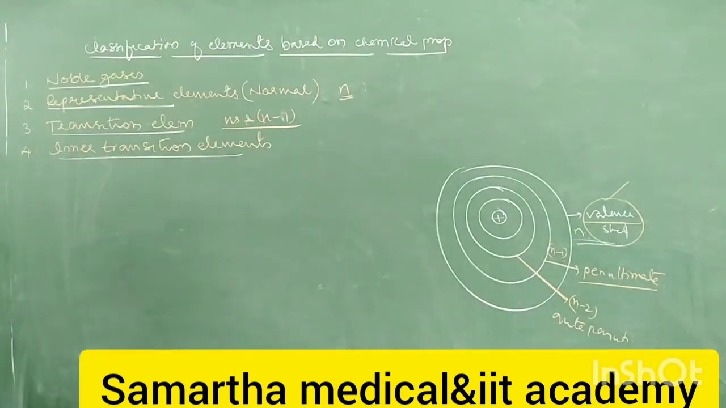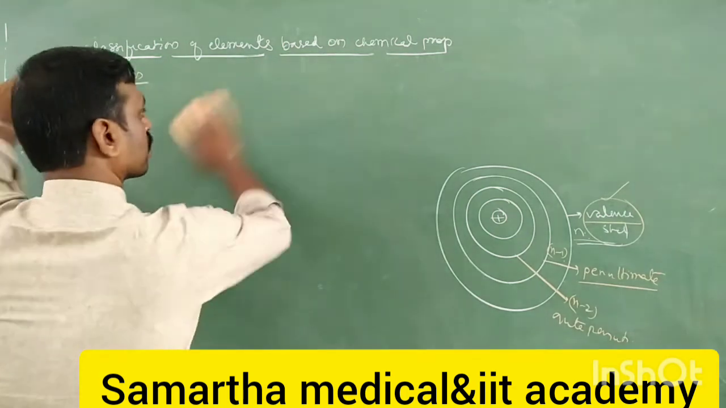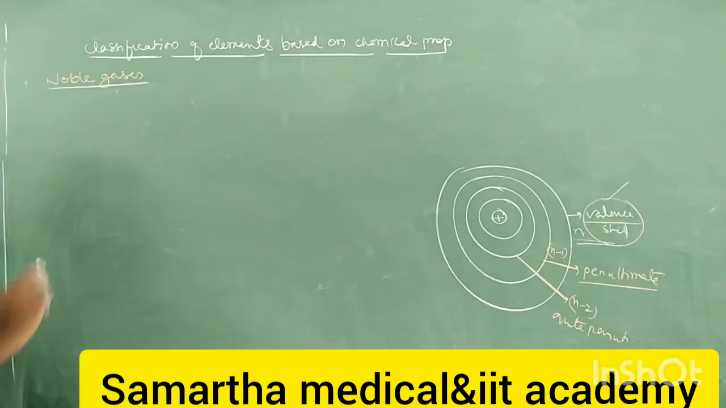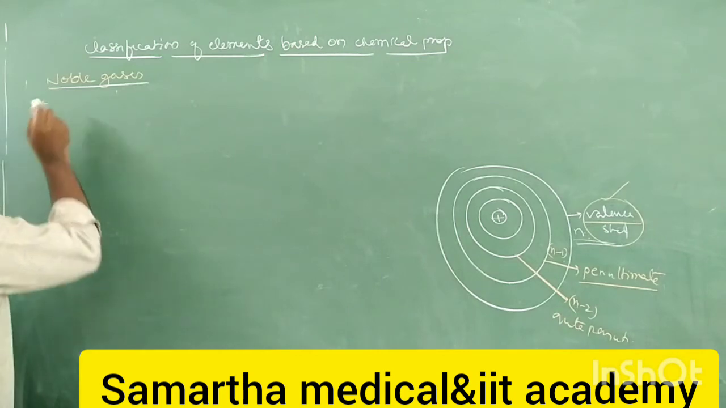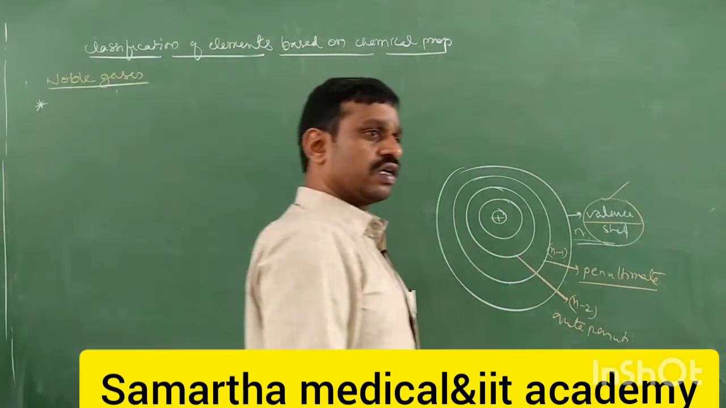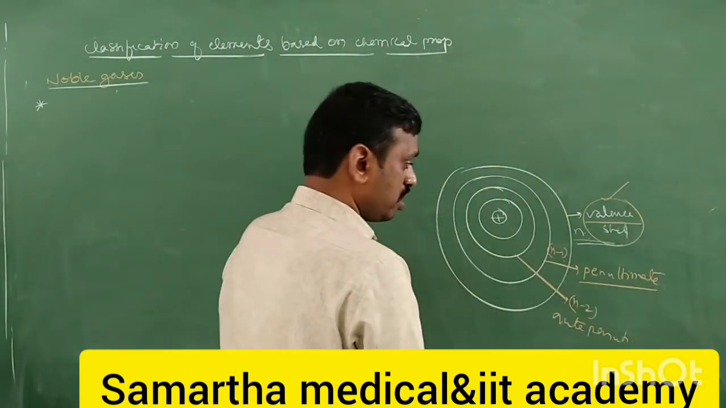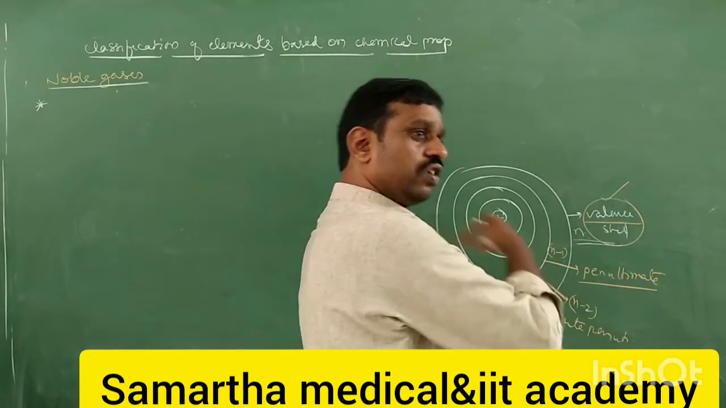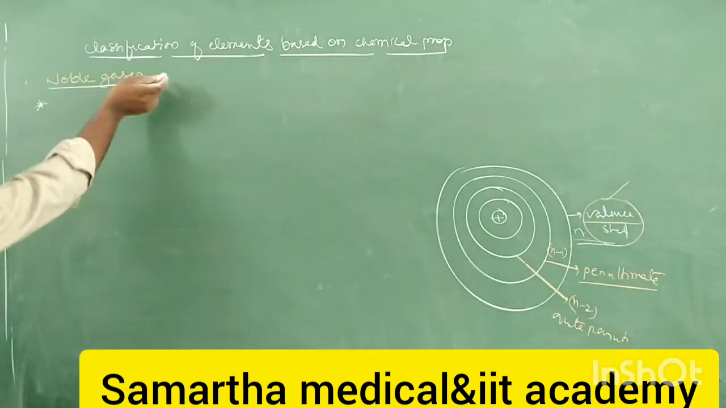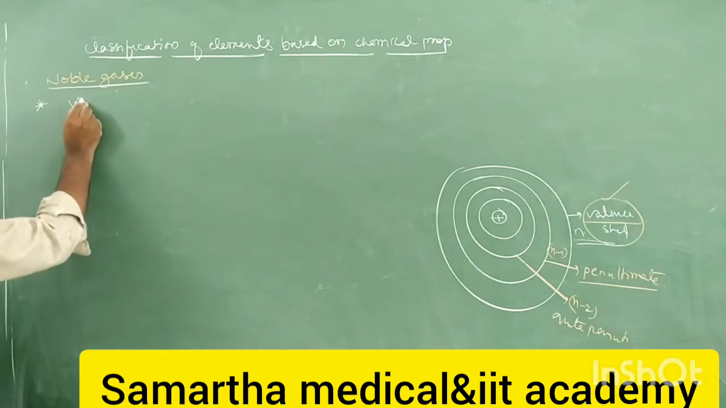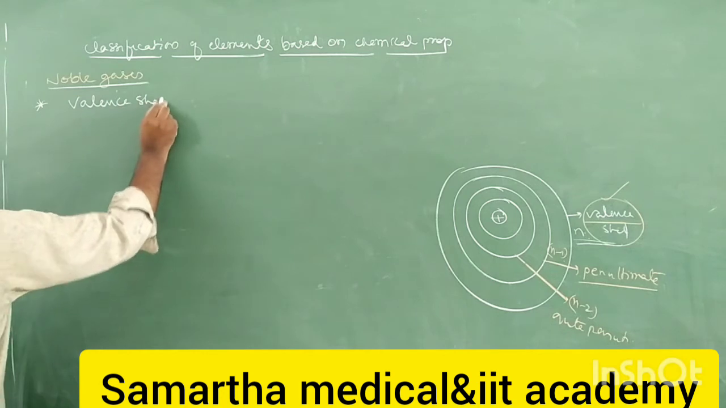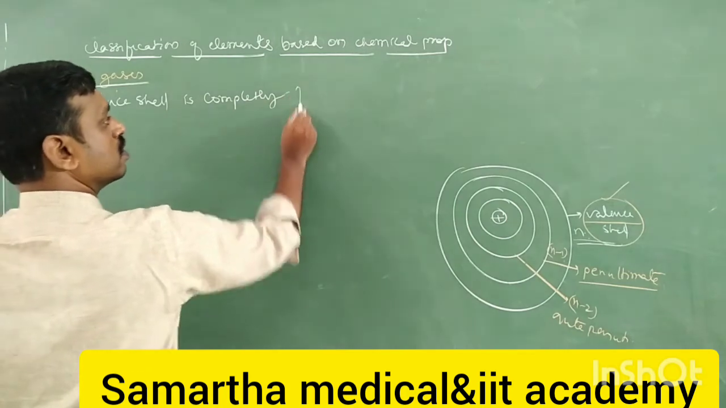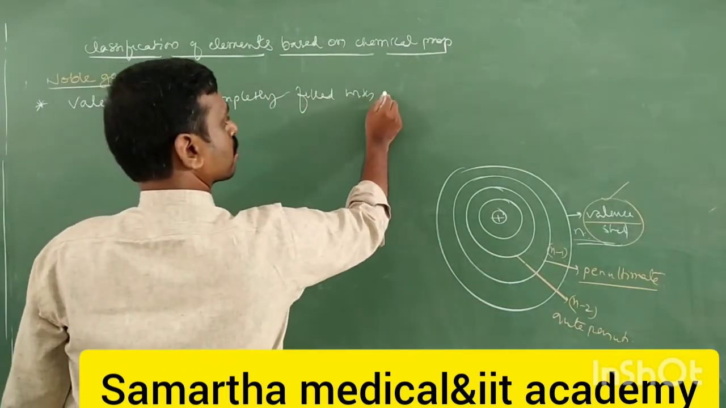Now write down first, noble gases. Tell me which elements are called noble gases. First, tell me what the property of noble gases is. In these elements, the valence shell is completely filled with electrons. If I say valence shell, then we need not say that n minus 1 and n minus 2 are completely filled. It means all the shells are completely filled. So first: in these elements, the valence shell is completely filled with electrons.